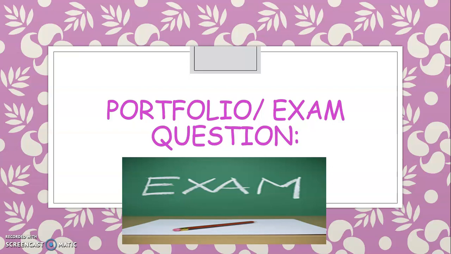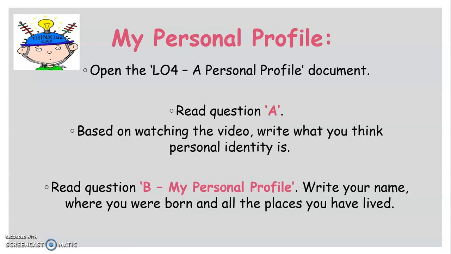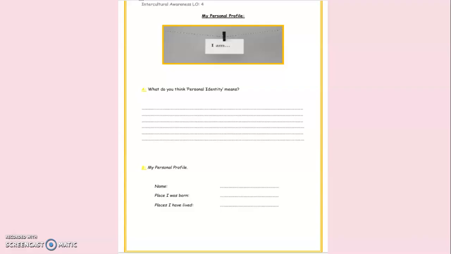So, today we are going to look at the exam question for the portfolios, and we are going to talk about our own identity. So open the LO4 A Personal Profile document. Read question A. Based on watching the video, write what you think personal identity is. Then read question B, My Personal Profile. Write your name, where you were born, and all the places you have lived.